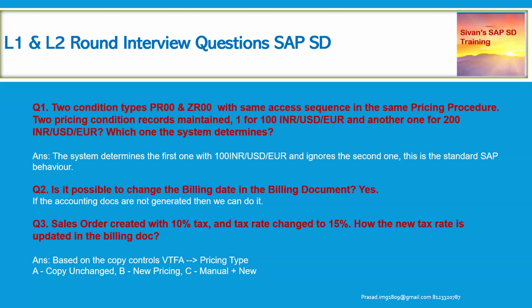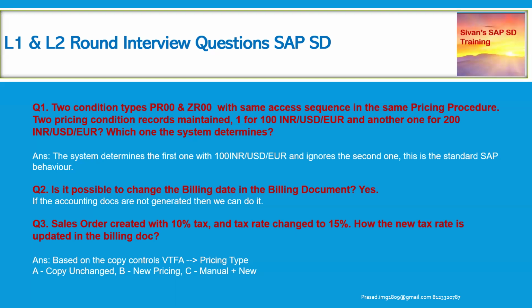Question number 1. Two condition types PR00 and ZR00 with the same access sequence are in the same pricing procedure. Two pricing condition records are maintained, one for 100 INR or USD or euros and another one for 200 INR, USD or euro. Which one does the system determine into the sales order? As per the standard SAP behavior, the system determines the first one with 100 INR only and it ignores the second one.